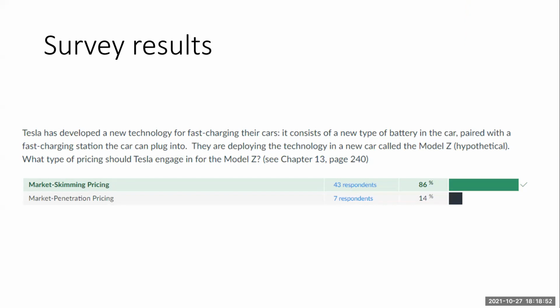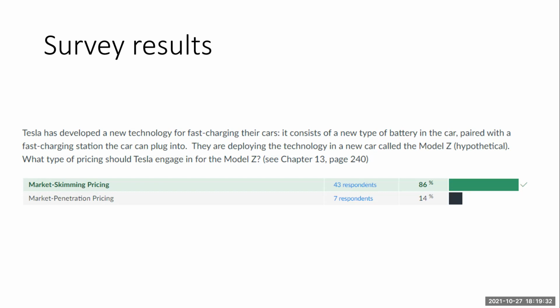Hello. Hi, Professor. I went with market skimming because I kind of compared Tesla to a high-end company. Tesla's cars are really expensive, so it makes sense for the accessories to be expensive as well. Like the chargers being expensive. I think since this is a newer technology, there's not a lot of competitors in the market as of now. So they can start with a really high price, and Tesla car owners are already investing so much, they wouldn't mind investing a bit more in the fast chargers.